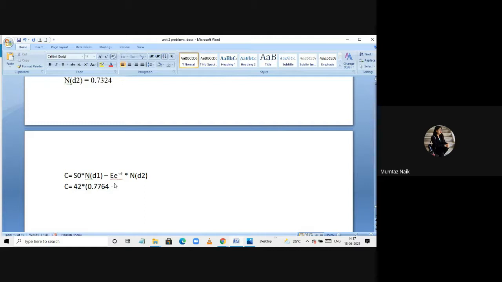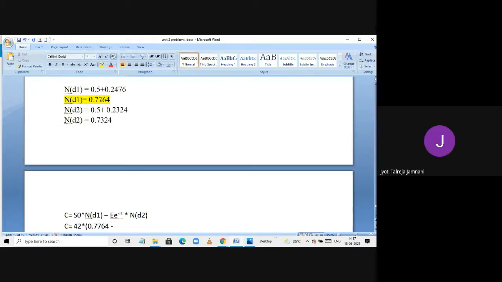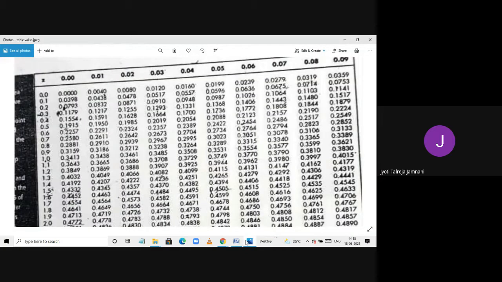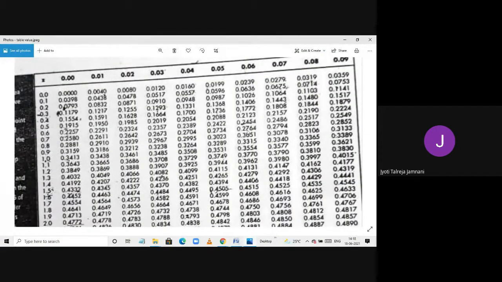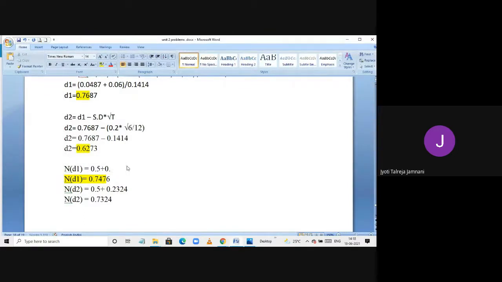Ma'am, ND1 is 0.7476? ND1 was 0.76. 0.7, you have to go till 6. 0.2764 is the table value. I took the table value wrong. 0.2764, so you get 0.7764. So this is the ND1 value, 0.7764.